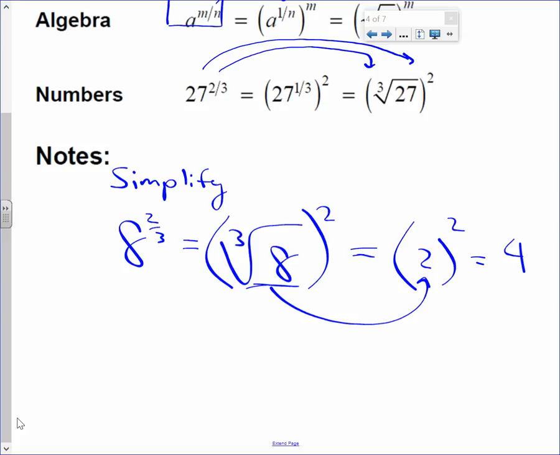It looks a lot scarier than it actually is, right? If someone were to walk in this class knowing nothing about math and you're doing exponents with fractions, it's going to give them nightmares. But now you know, the numerator just becomes a power, the denominator becomes the index. Big deal.